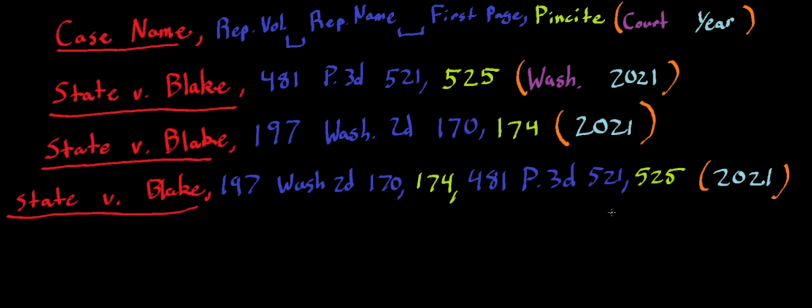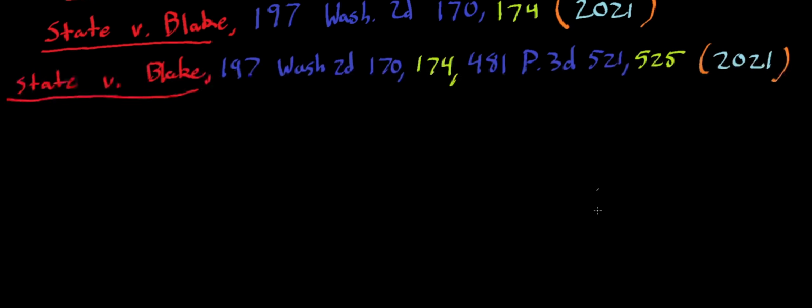Okay, so we need to also talk about subsequent history. So you'll recall when we discussed the structure of the judiciary, remember that a case starts in trial court, then it goes up to an appellate court, and then it can go up to the Supreme Court, either of the state or of the United States.